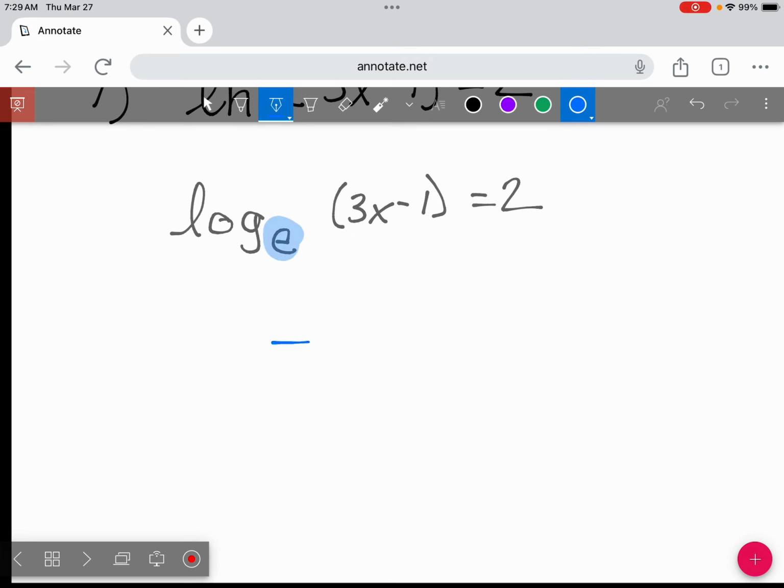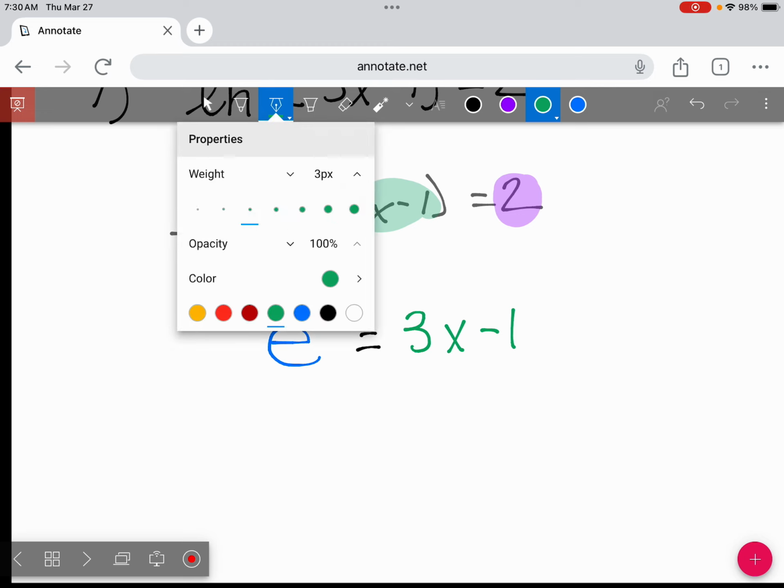So if we were to switch this around into exponential form, we're going to have e to the power of 2 equal to our argument, 3x minus 1. Is e a nice pretty number, or is e super duper gross and decimally? Super gross and decimally. So we are going to leave it as an e as long as physically possible. So I'm going to keep this as an e squared for right now, not get myself a decimal.